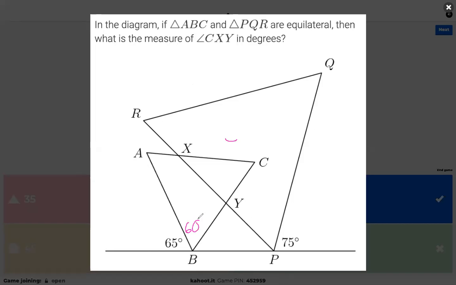This one is actually not that hard as it looks because these are all equilateral. That means this angle is 55. This angle is 45. Overall, this angle is 80. So that means this is 80. They're vertical angles. Yeah. This one is 80. This one is 60. This one is 40. So the answer is 40.